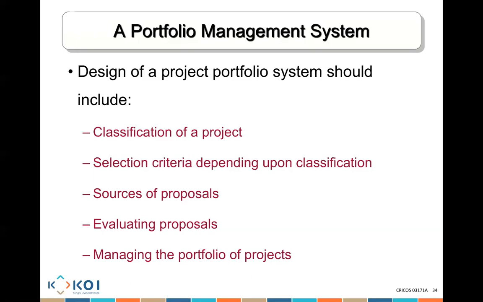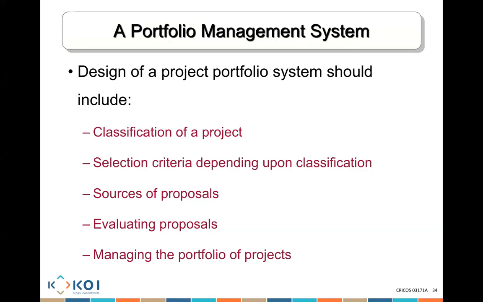Then you need to have selection criteria depending on the classification. How do I choose hardware projects? How do I choose software projects? How do I choose network projects? We need to have sources of proposals. Who in the business can propose what we want to work on? You can pick people to make proposals. Who's going to evaluate a proposal? If I tell you, hey, listen, guys, I believe we need to make a new inventory management system. Who's going to evaluate my proposal as a good proposal or a bad proposal?